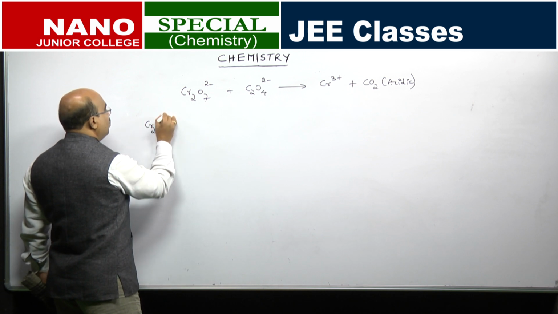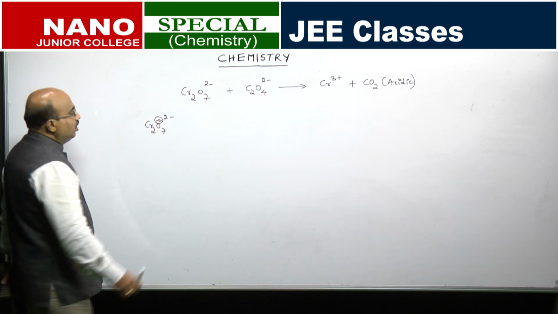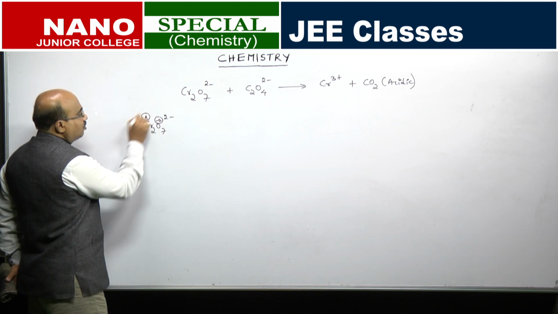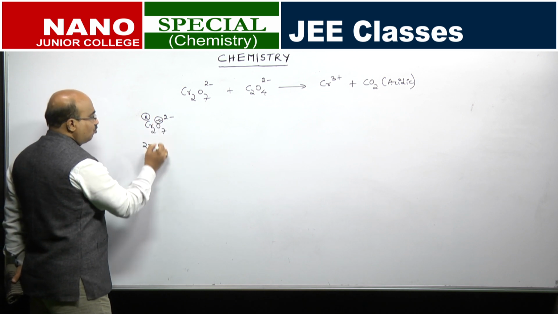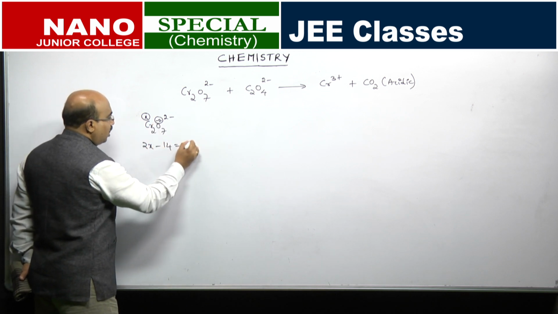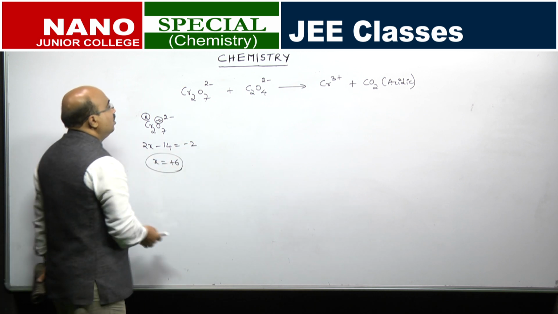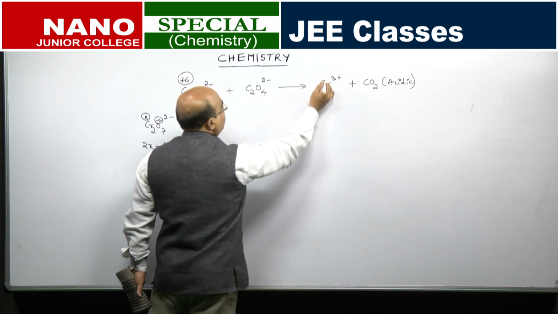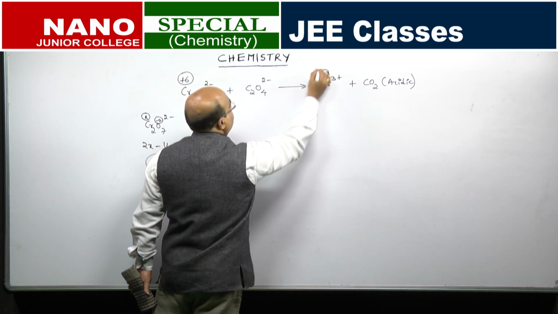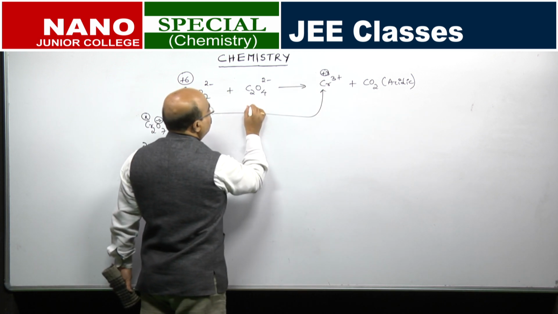Cr2O7 2 minus, oxygen is -2. So, chromium is x, this is 2x, this is -14, equal to -2, x is equal to +6. So, the chromium oxidation state is +6 here and here it is +3. So, chromium is undergoing reduction.